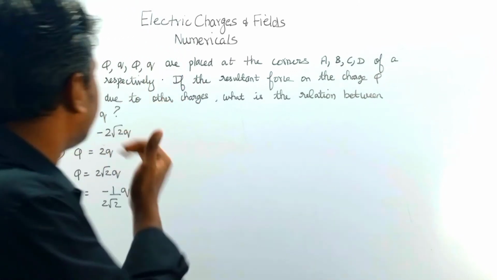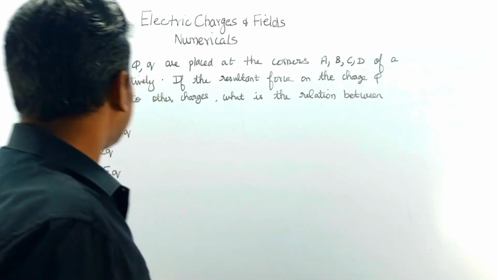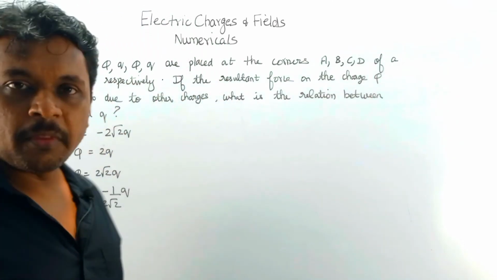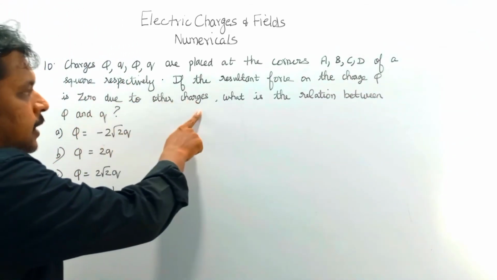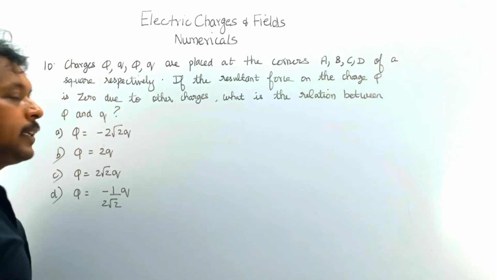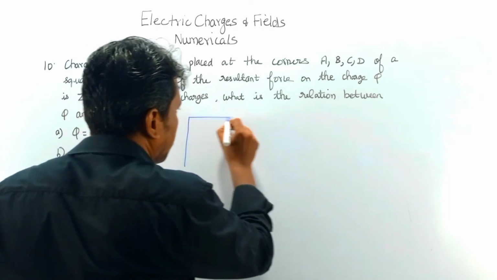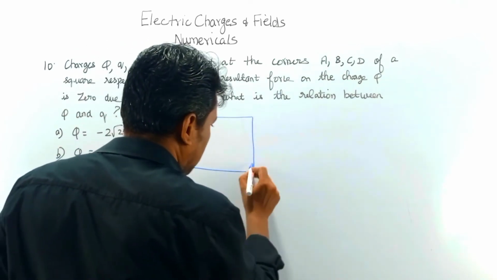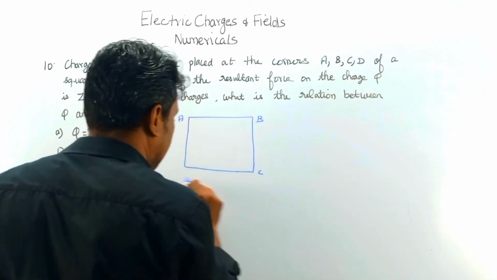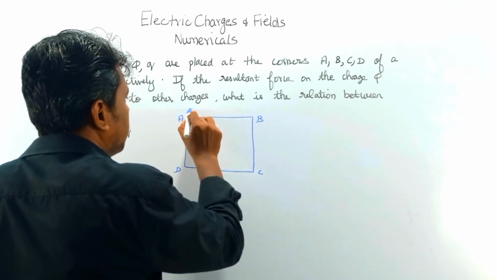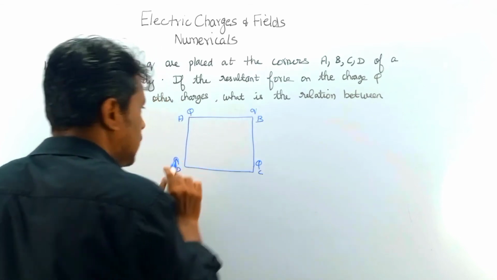So here we see that the charges Q, Q, Q, Q, they are placed at the corners A, B, C, D of a square respectively. If the resultant force on the charge Q is 0 due to other charges, what is the relationship between Q and small q? So let us draw the diagram first. So we have a square here. Let us take the points as A, B, C and D. And the charge positions are given as capital Q, small q, capital Q, small q. This is the charge arrangement.